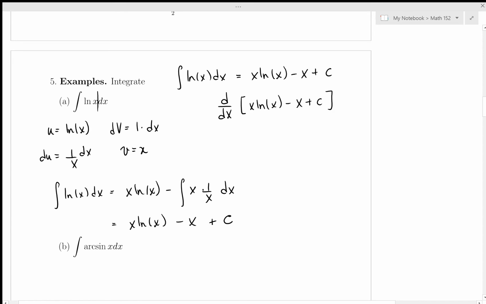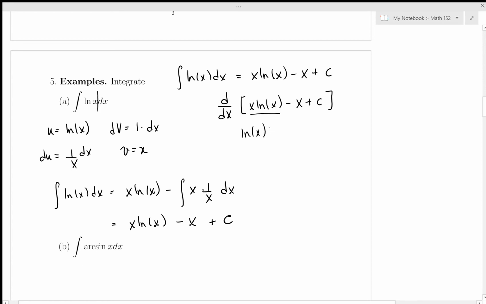Also, on an exam, if you've got extra time, then definitely spend that time checking your answers. You can always take the derivative and you should get back to the function. So when I take this derivative, it should come back to log x. Let's see what happens. Employing the product rule here, I will get log x.